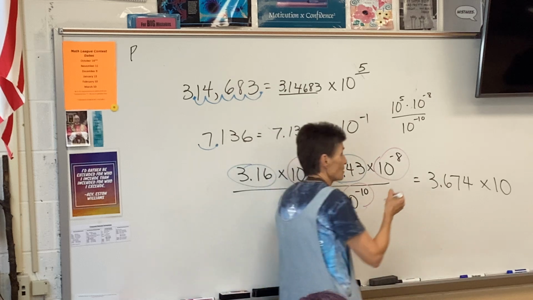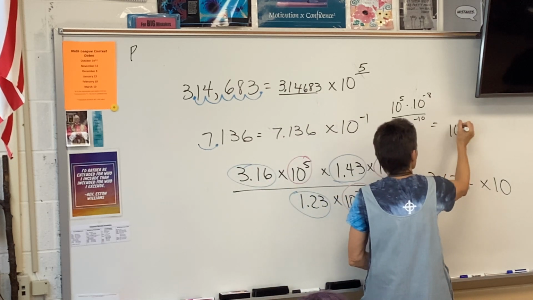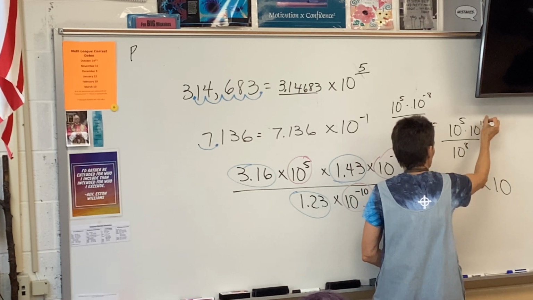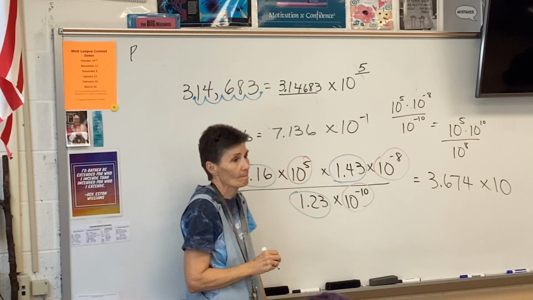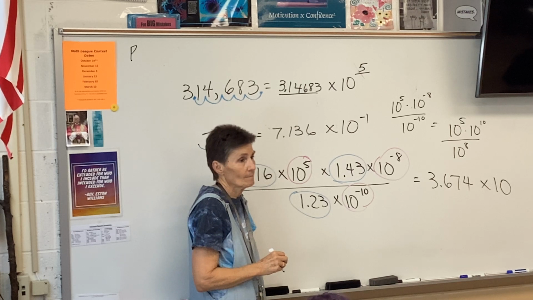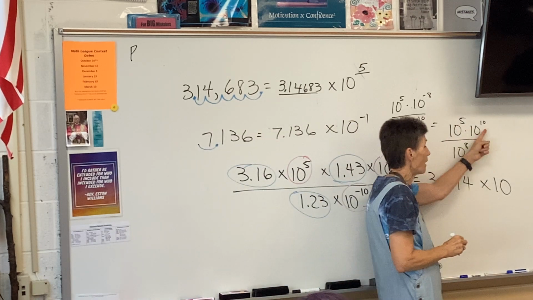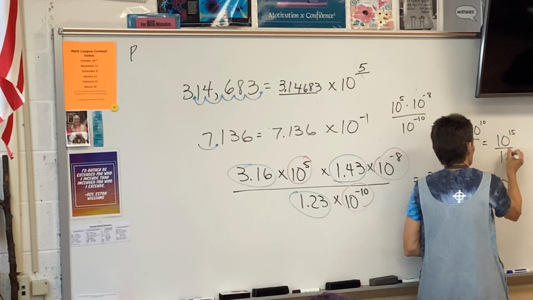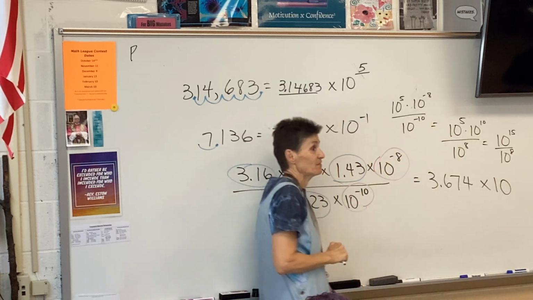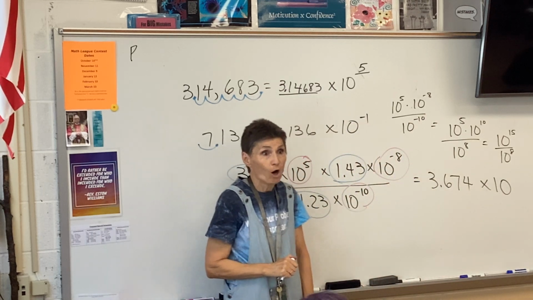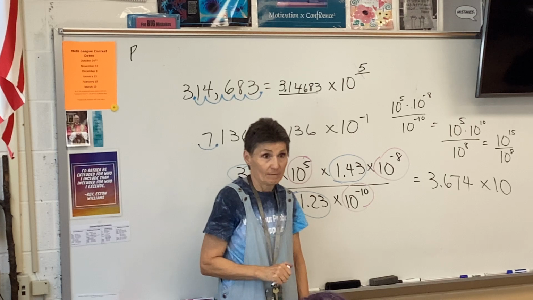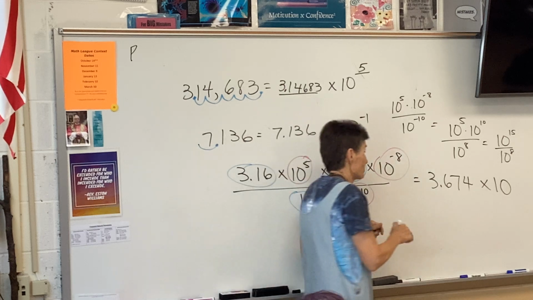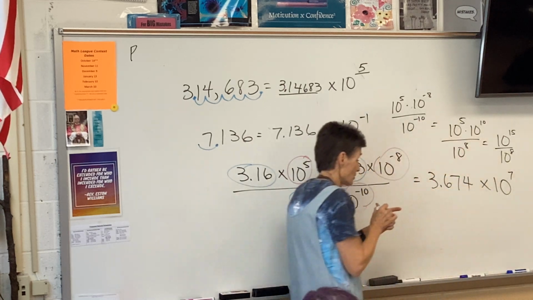Okay, we don't like negative exponents, so let's move some things around. 10 to the 5th. 10 to the 8th comes down, and 10 to the 10th goes up. How many tens are altogether on the top? 15? So what happens when I have 15 tens over 8 tens? Think about canceling. What's going to be left over? 7 of them on the top, so 10 to the 7. And there's the answer to the question.